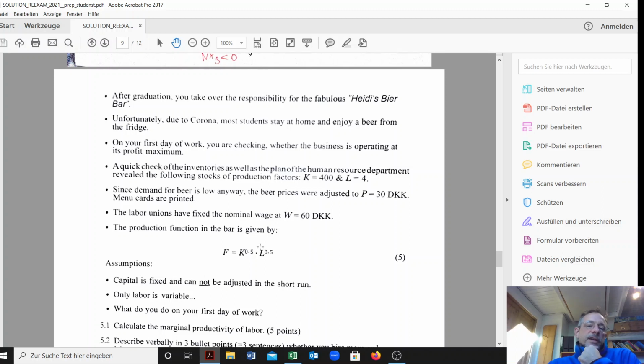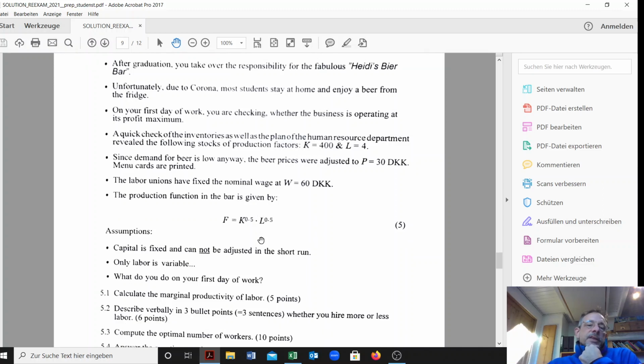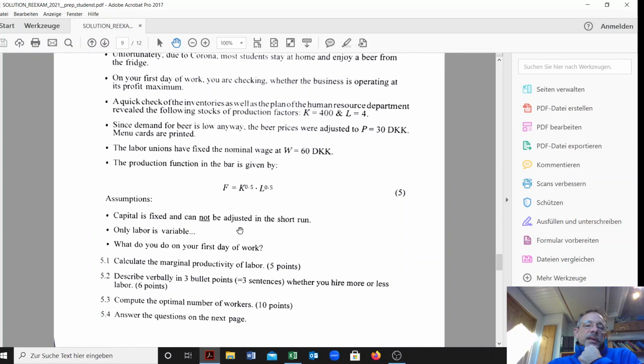This is a production function. So the assumptions are as follows: capital is fixed and cannot be adjusted in the short run. Only labor is flexible, only labor is variable, and you have to check whether labor is optimal. In the first part, you should calculate the marginal productivity of labor.